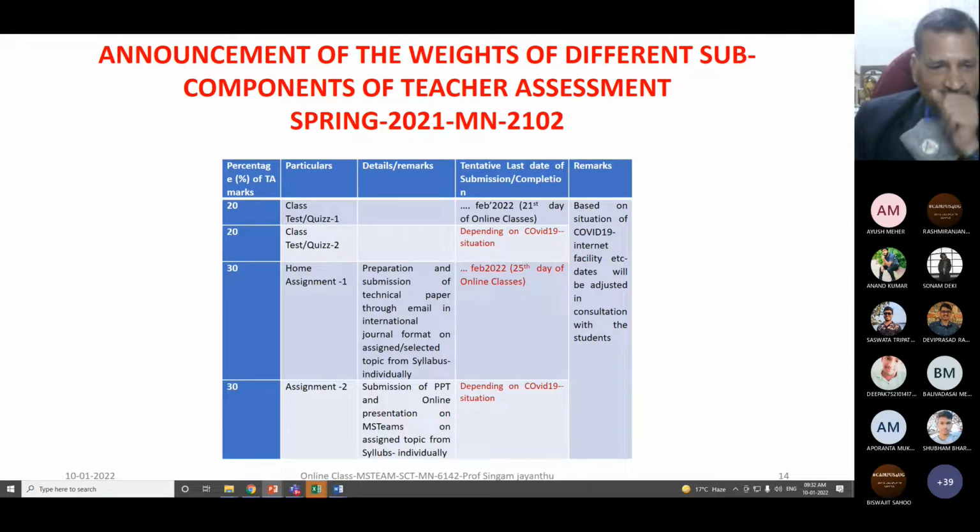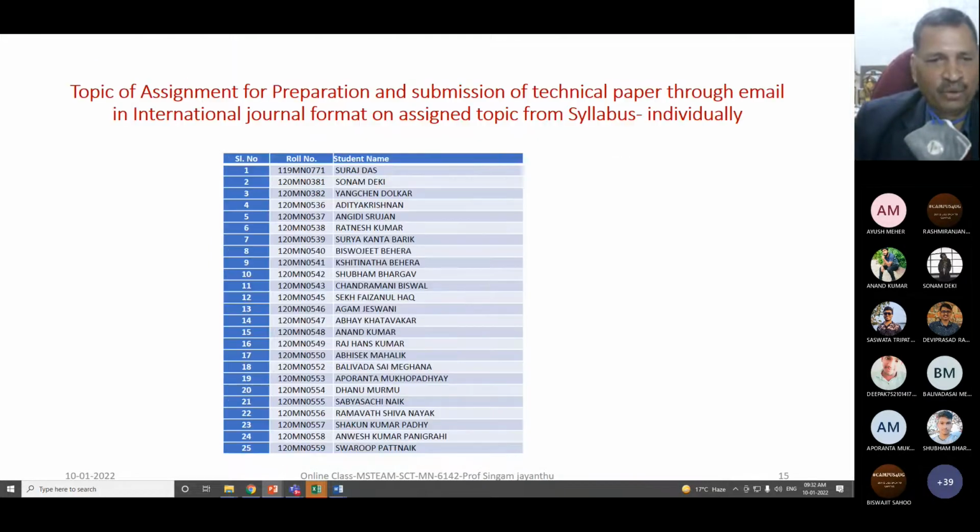So this is the announcement I am making on the weights of different subcomponents of teacher assessment for spring 2021 for our subject Underground Coal Mining, MN2102. This is wonderful. 2021, there are number combinations you can do here and there. You will be happy to do wonderful assignments, and I hope you will be very happy to do that.